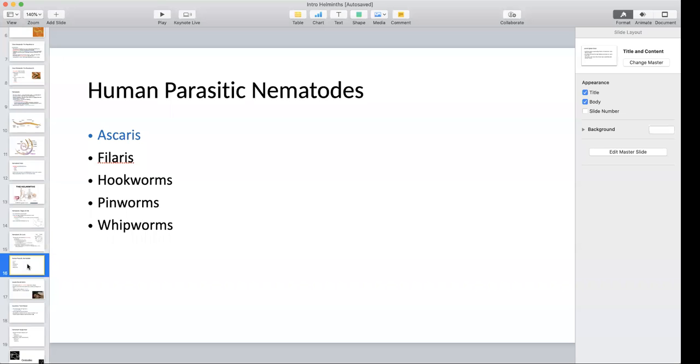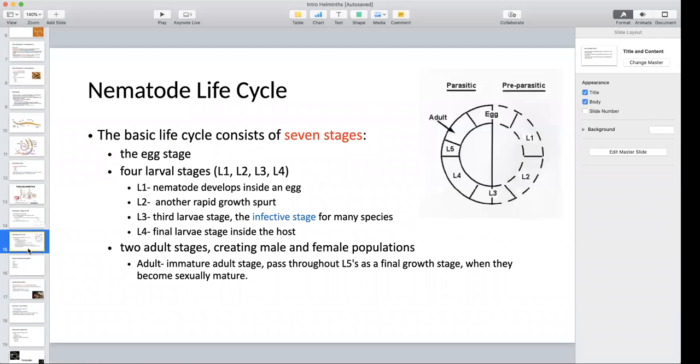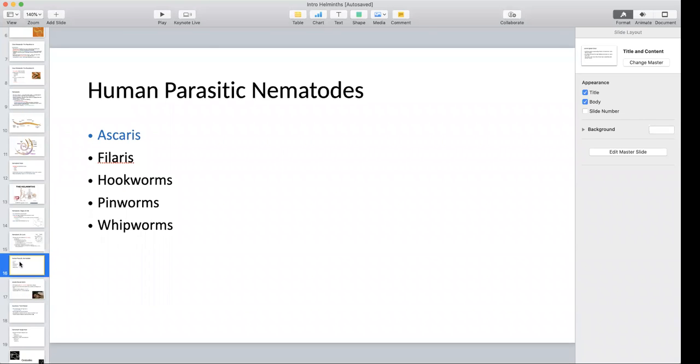All right, let's look at some of the nematodes that are human parasites. Okay, Ascaris, filarias, hookworms, pinworms, whipworms. These are all examples of nematodes that are parasitic in humans, and the human is the definitive host. We'll start with the Ascaris. I'm sorry, I backed up too far. Ascaris.